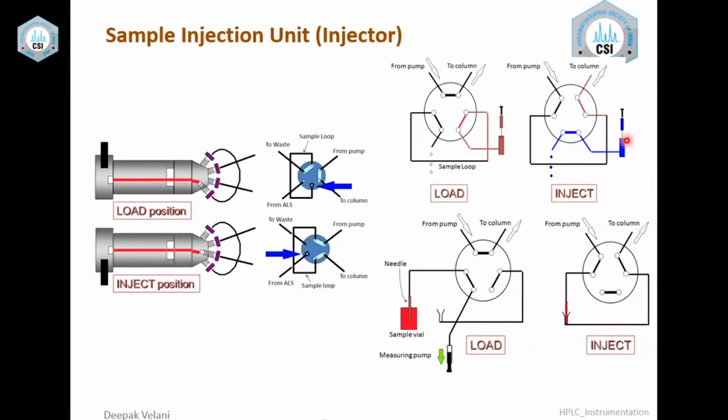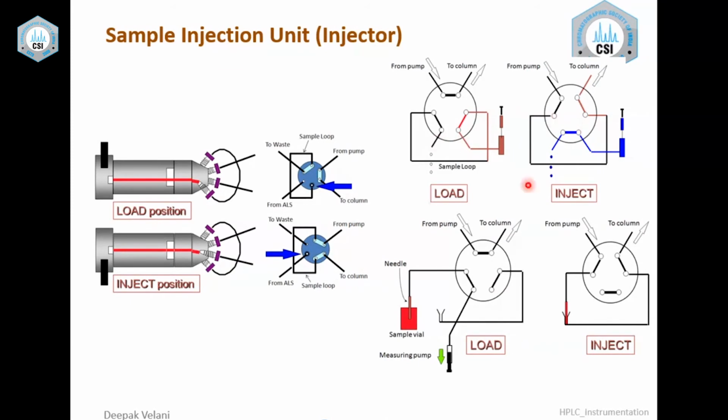This is a depiction, the same depiction whether it is a manual injector or an auto injector. What happens when we load? When we load, the sample comes from the auto sampler, goes into the loop, fills the loop, and goes out to the waste. And when we change and inject, the pump, at the time of loading, is in isolation. Pump and column are in isolation, and then when we switch to the injection mode, the loop gets connected to the main system, that is pump and the column, and the sample is loaded onto the column. So this is what happens exactly when we are doing it.